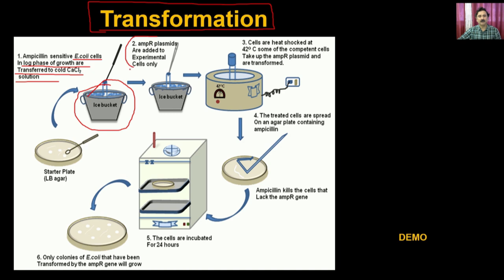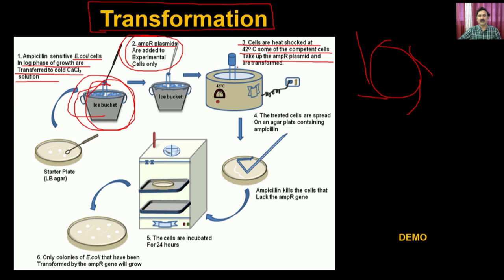Then your competent cells are now ready. Then you have to add the appropriate DNA. For example, in this case, we are adding an ampicillin resistant plasmid, and then you incubate on ice for 30 minutes. During this time, the bacteria will take up the DNA, and the DNA will be docked onto the cell surface. Now after that, you give the heat shock. Once you give the heat shock at 42 degrees Celsius for 90 seconds, the competent cells will take up this DNA and they will get transformed.